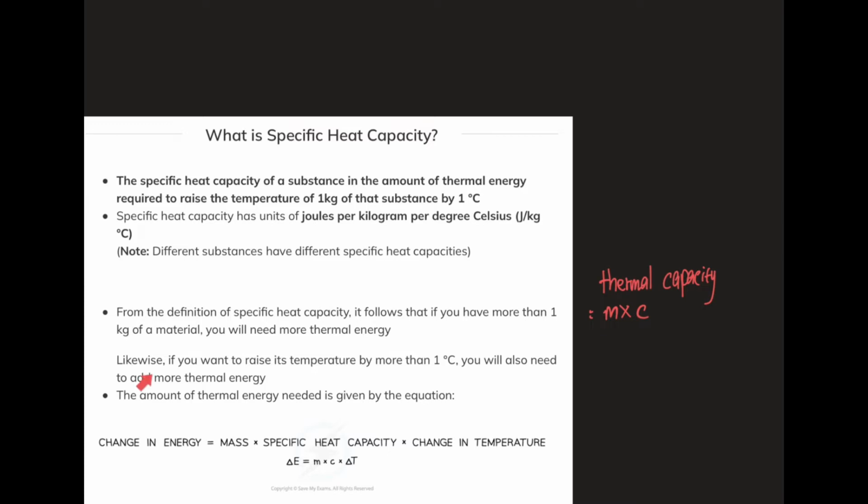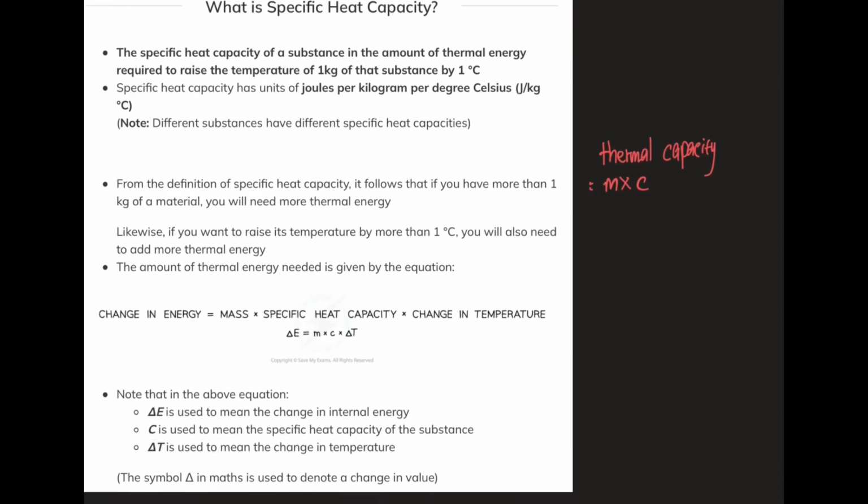Likewise, if you want to raise its temperature by more than 1 degree Celsius, you will also need to add more thermal energy. If you want to raise an object by 2 degrees Celsius, you should expect the energy required to be double compared to 1 degree Celsius. Because of all this, we should have a formula to do calculation. The amount of thermal energy required is given by the equation.